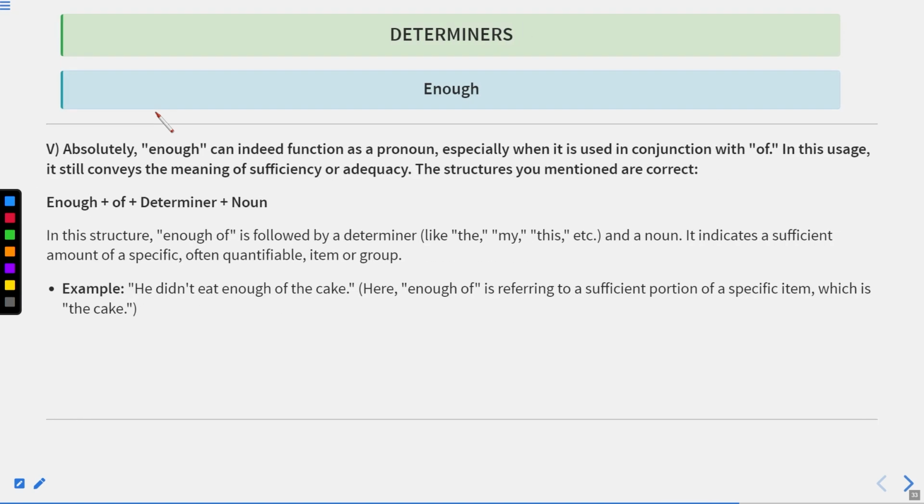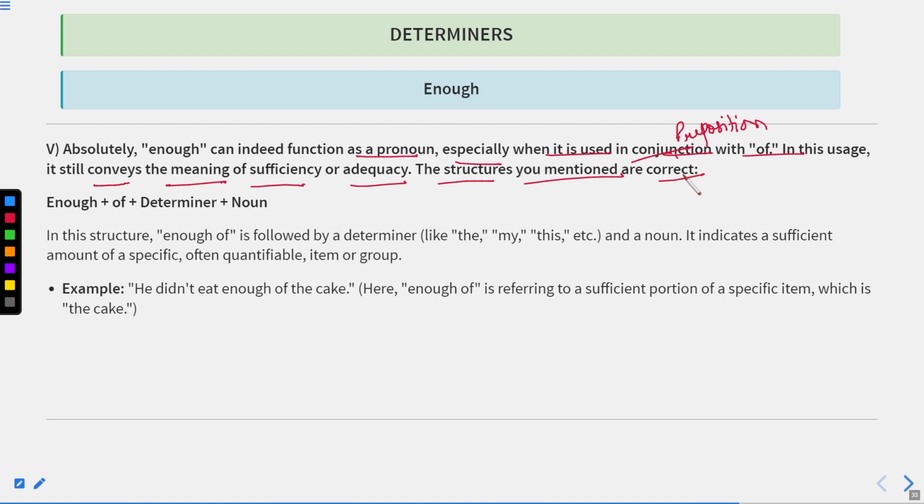Absolutely, enough can indeed function as a pronoun. Okay, so it can function as a pronoun, especially when it is used in conjunction with of. Okay, so we should use a preposition, not conjunction, but the preposition of. Okay, in this usage, it still conveys the meaning of sufficiency or adequacy. The structures you mentioned are correct.